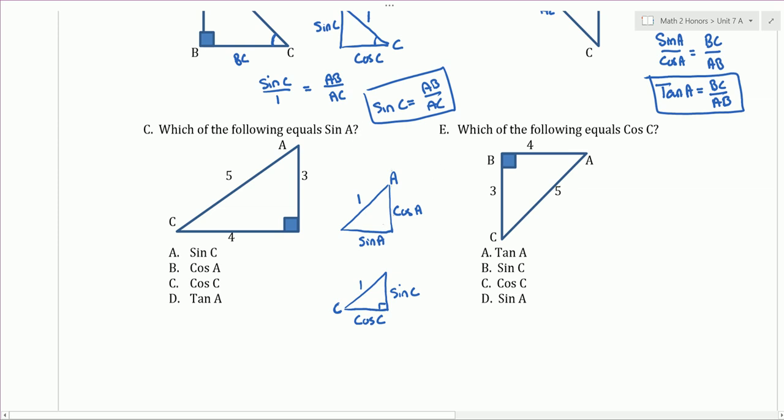Well, if we take a look at these two smaller triangles, they're from the same triangle. They actually have the same side lengths, and we see that sine A is the same thing as cosine C. And so cosine C is what we want. Sine A is not the same as sine C. Cosine A, sine A is not the same thing as cosine A, and sine A is not the same thing as its tangent.